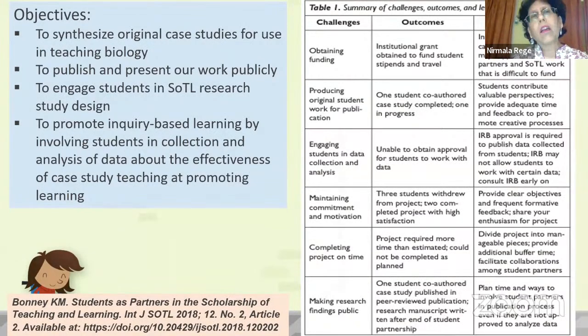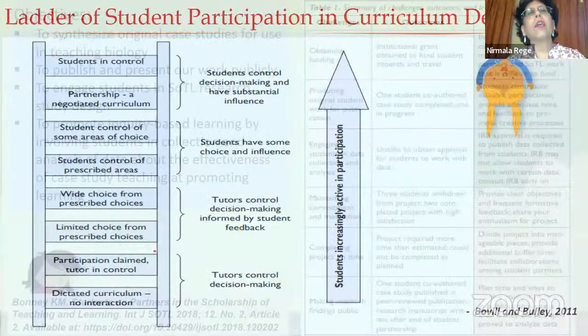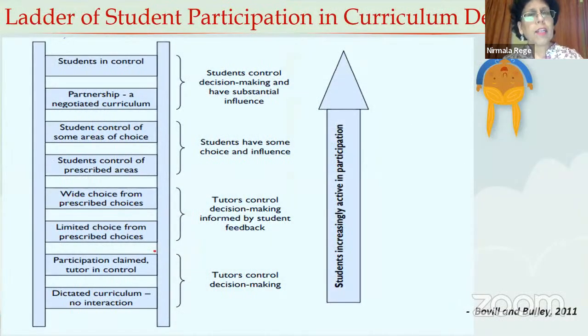Now, Sucheta mentioned involving students in curriculum design, and that is also a model by Bovill and Bulley, which was developed mainly for involving students in curriculum design. And like the earlier model, which I told you, going from inform, consult, then participate, partner and empower.